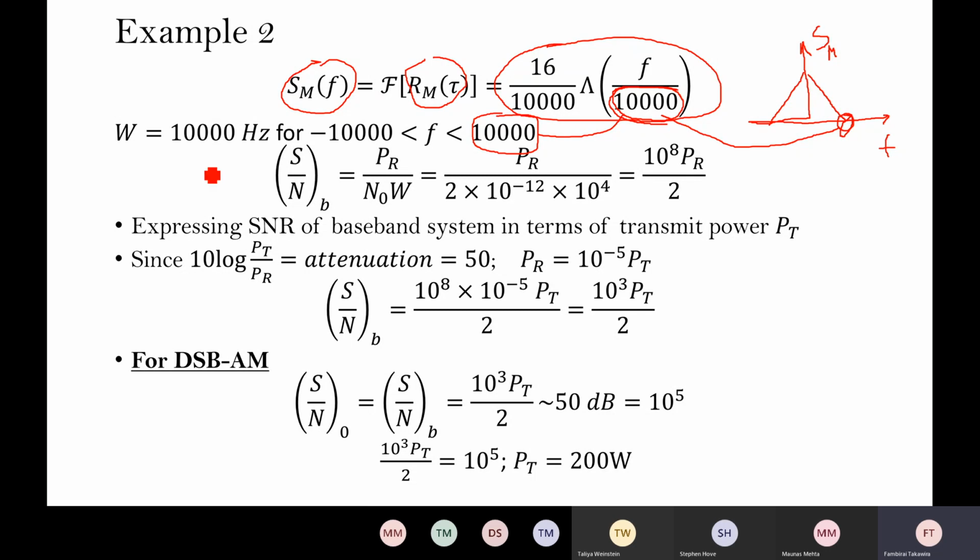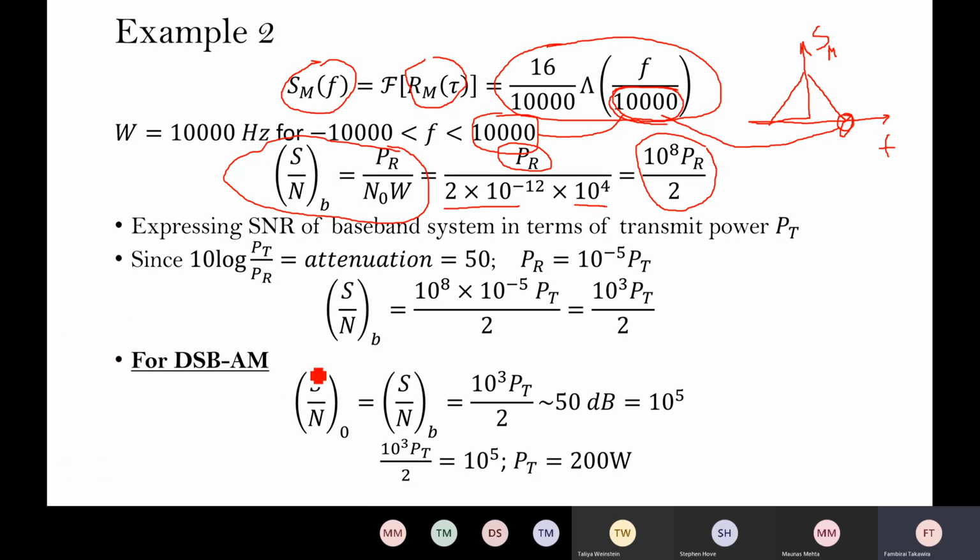Now, we know that our baseband signal-to-noise ratio is always given by the received power divided by N0W, which is PR, the received power, and we substitute for N0, which is this one, and we substitute for W, which is 10,000. So it means our signal-to-noise ratio at baseband is 10 to the 8 PR divided by 2. But we are interested in the transmit power. We know the relationship between the transmit power and the received power.